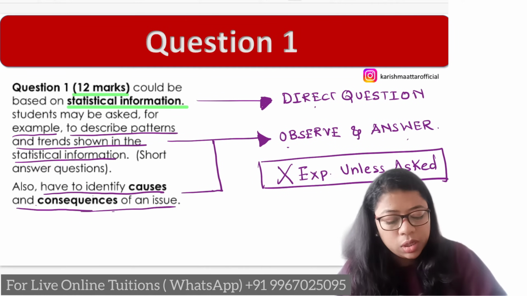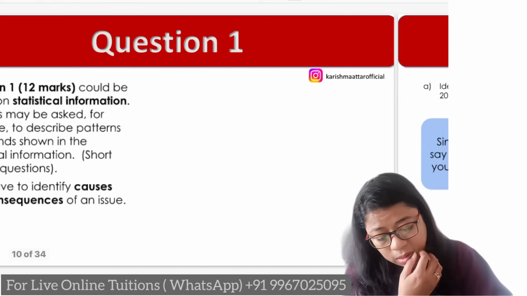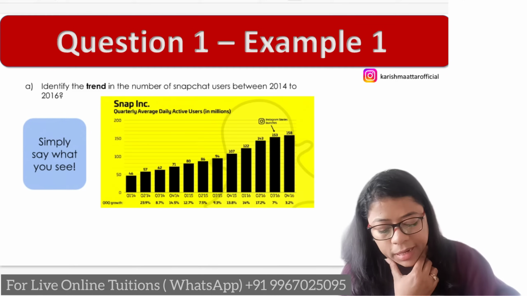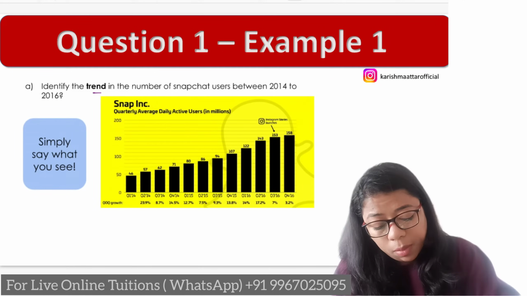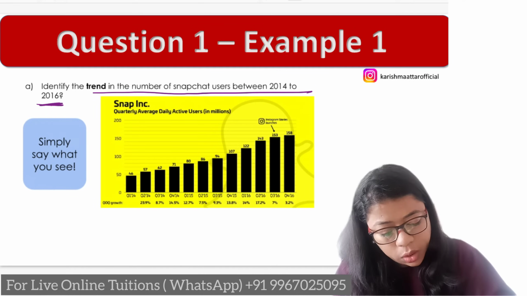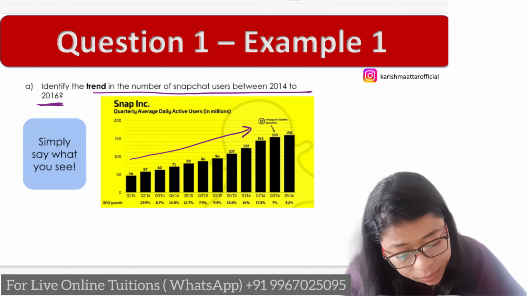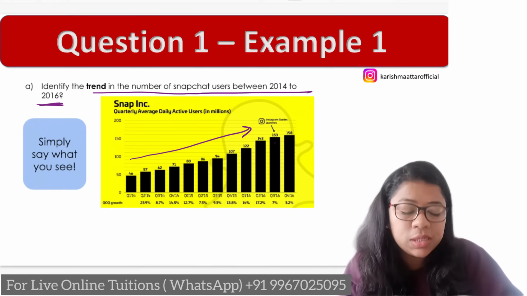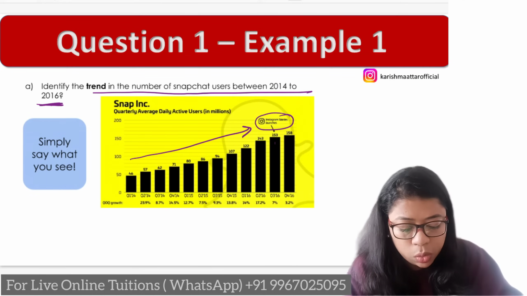Now moving on to the next thing, that is an example of the first question. As you all can see on my screen, identify the trend in the number of Snapchat users between 2014 to 2016. Now what you can see over here is that the trend is increasing, isn't it? And the moment Instagram stories was launched, at that point of time, the rate of increase in the trend decreased. Okay, at this point, Instagram stories were launched.